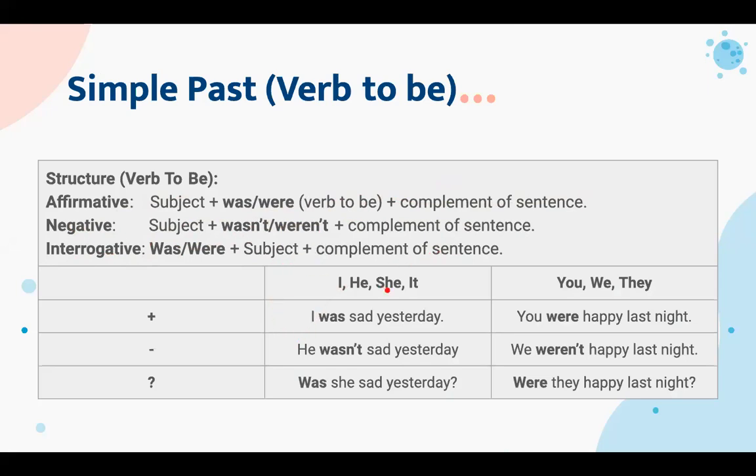So here we have some examples. When it's I, he, she, and it, we use was. Usamos was. When the you, we, and they, we use were. So I was sad today. You were happy last night. We have a time expression. He wasn't sad yesterday. Was she sad yesterday? So as you can see, the was after the subject or the subject pronoun, wasn't and was at the beginning. Weren't and were. So that's how we form the simple past with the verb to be.